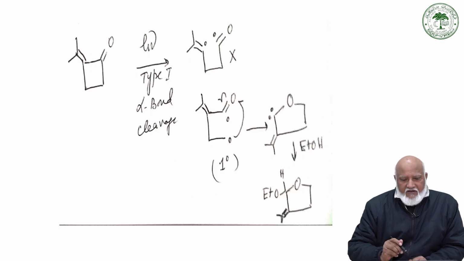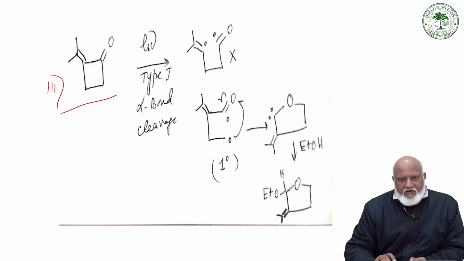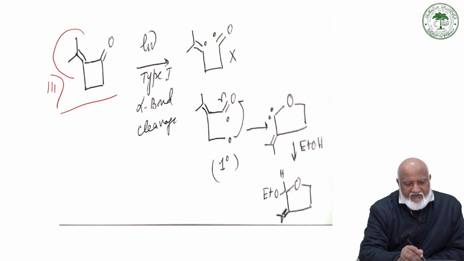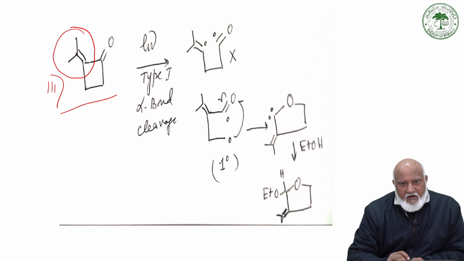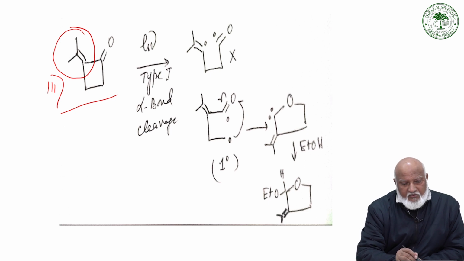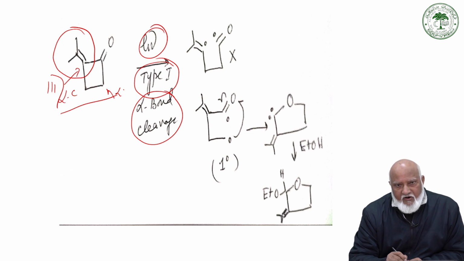Now look at the third example. So again this is a cyclobutanone. The double bond is attached to the cyclobutane ring, and it is not a substituent. So that is what we have to keep in mind. So this is an alpha carbon, this is also an alpha carbon. Under photolytic conditions, this will undergo a type 1 reaction. Type 1 reaction is nothing but an alpha bond cleavage.